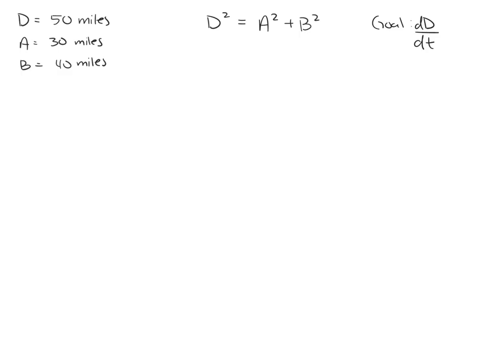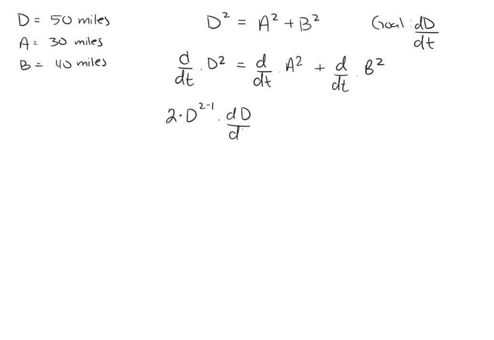So let's take the derivative of each of these terms in this equation. So I'm going to take the derivative with respect to time of D squared, the derivative with respect to time of A squared, and the derivative with respect to time of B squared. So here we're going to be using implicit differentiation. Okay. Now let's go ahead and take the derivative of D squared. So we're going to use the power rule. That's 2 times D to the 2 minus 1 times dD/dt.